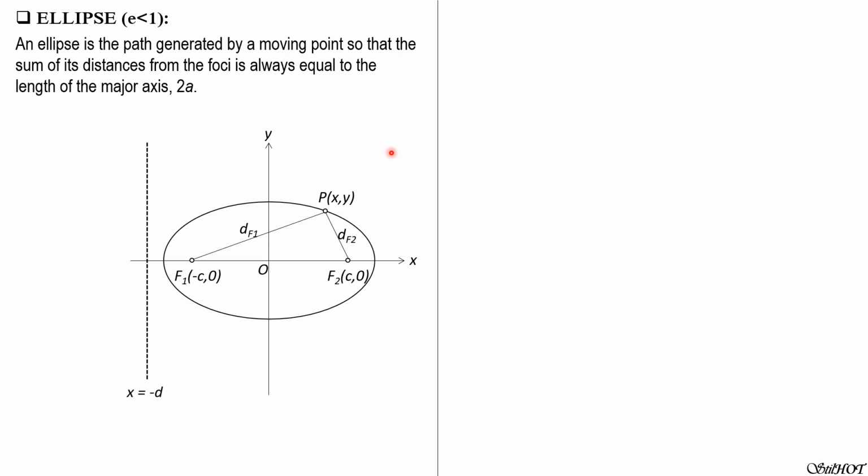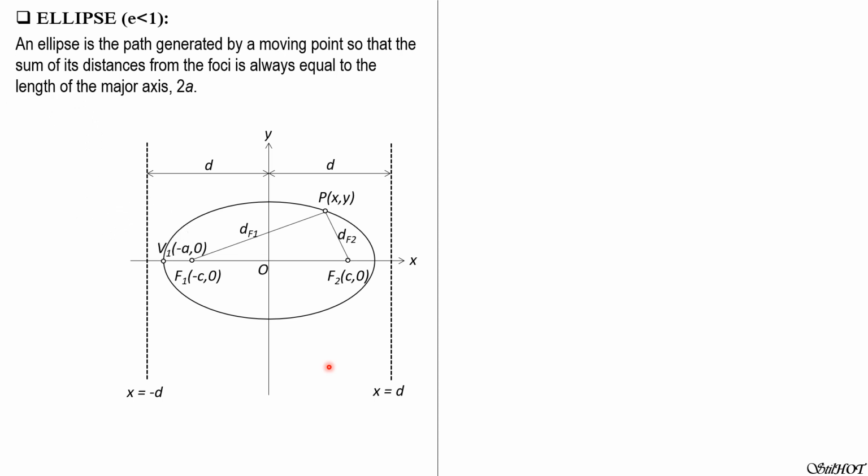So these are the directrices. The distance of the left directrix from the y-axis is d, so the equation is x equals negative d. For the right directrix, the equation is x equals d. So the distance from the center is d, as shown.